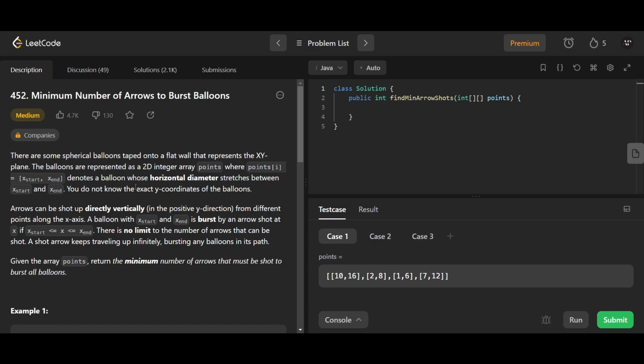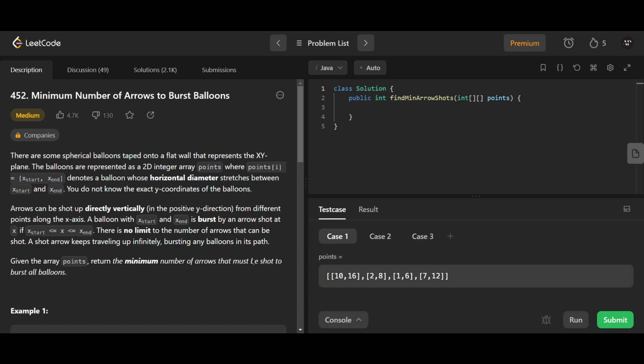You do not know exactly the y coordinates of the balloons. Arrows can be shot up directly, vertically in the positive y direction, from different points along the x-axis. A balloon with x start and x end is burst by an arrow shot at x if x is between these two. Makes sense? There is no limit to the number of arrows that can be shot. A shot arrow keeps traveling up infinitely, bursting any balloons in its path. Given the array points, determine the minimum number of arrows that must be shot to burst all balloons.